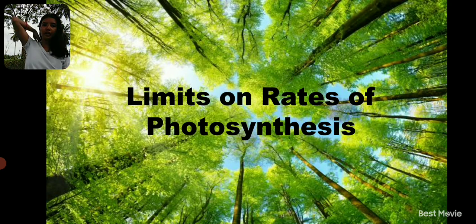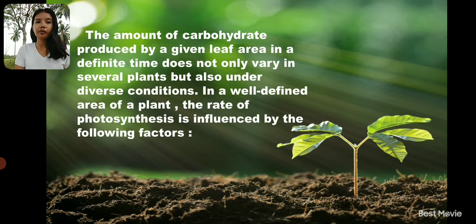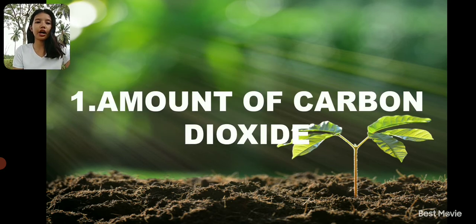So, we are here in limits and rates of photosynthesis. The amount of carbohydrate produced by a given leaf area in a definite time does not only vary in several plants but also under diverse conditions. In a well-defined area of plant, the rate of photosynthesis is influenced by the following factors. So there are 4 factors. First is the amount of carbon dioxide.